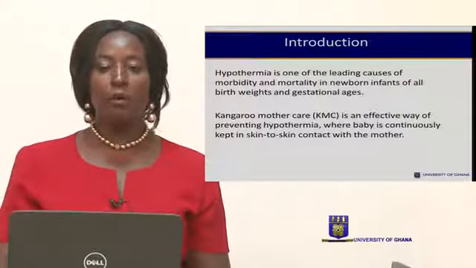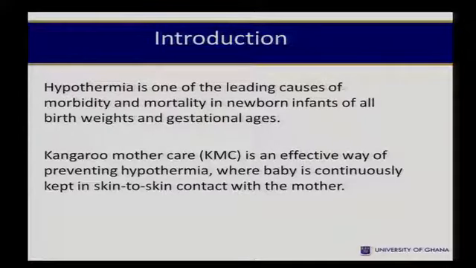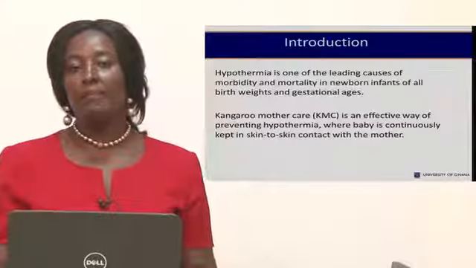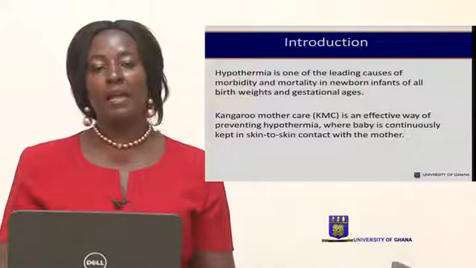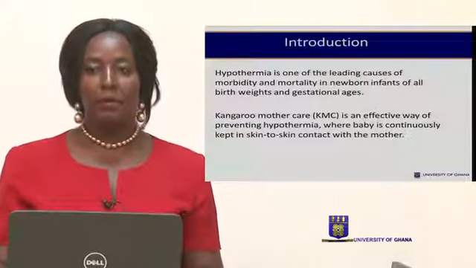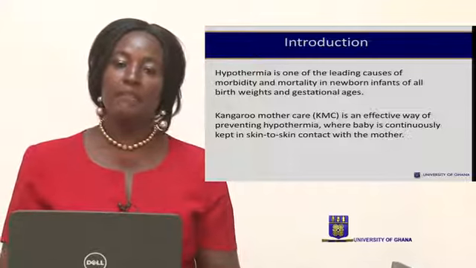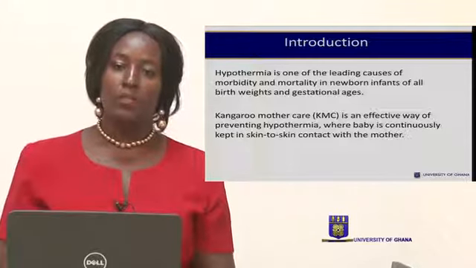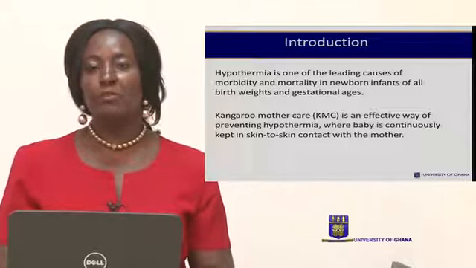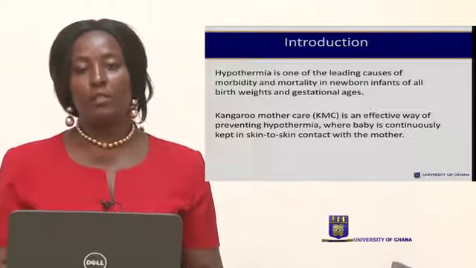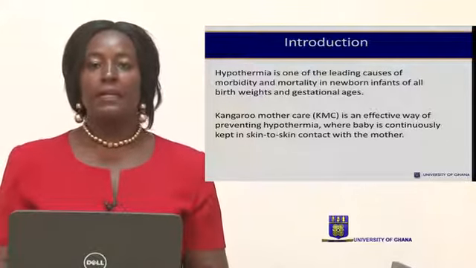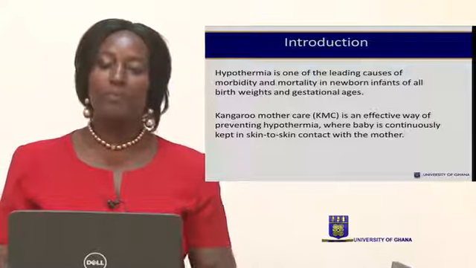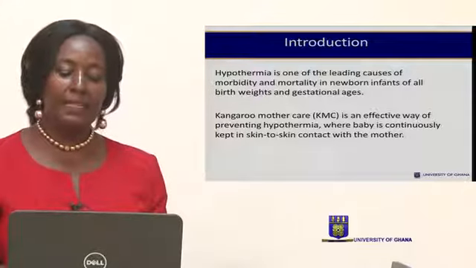Hypothermia is a leading cause of morbidity and mortality in newborn infants of all birth weights and gestational ages. So irrespective of maturity, the newborn is predisposed to hypothermia from birth, because in utero, the child is swimming in fluid, the liquor. So when it comes out, immediately we have to start drying. If not, the child loses heat through evaporation as the amniotic fluid dries up on the skin. So preventing hypothermia starts in the labor room.